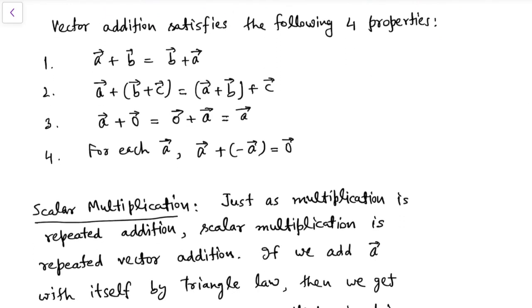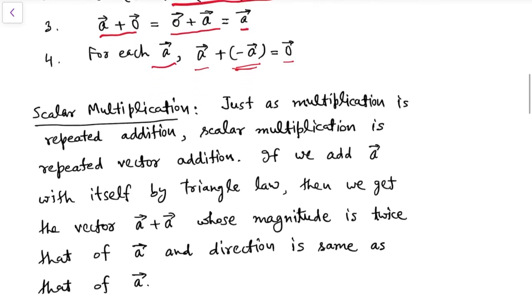This vector addition is commutative. This vector addition is associative, and there exists a zero vector such that a plus 0 and 0 plus a are the same as the vector a, and for each vector a we have its negative, the inverse. If we add a and minus a, then we get the zero vector. This minus a is the additive inverse of a.